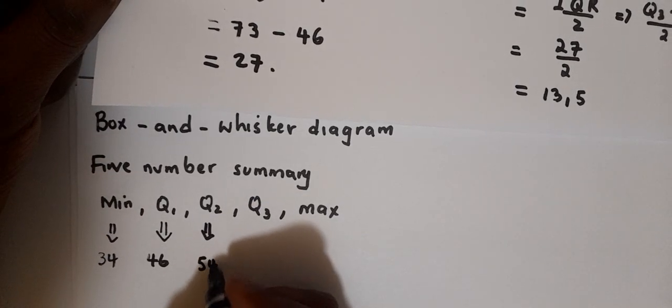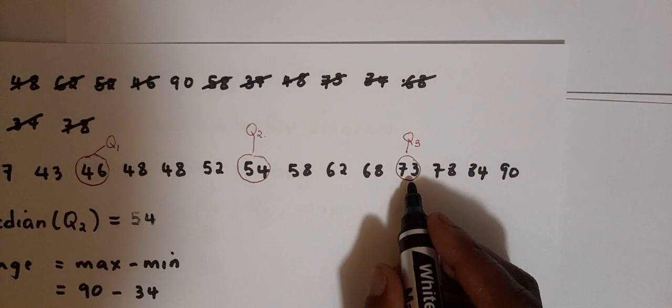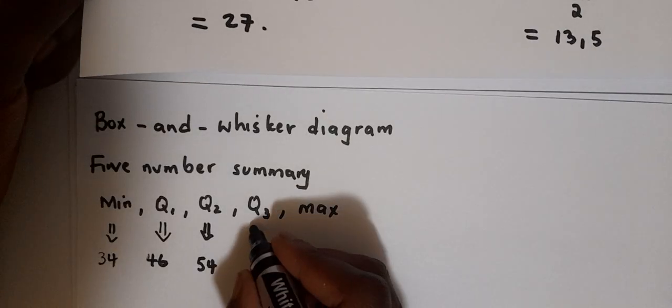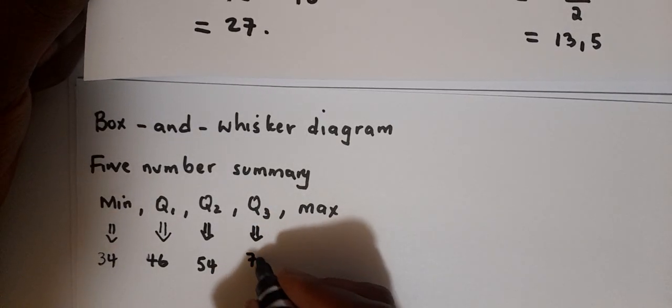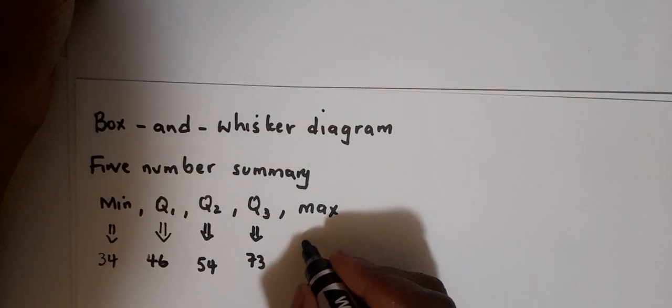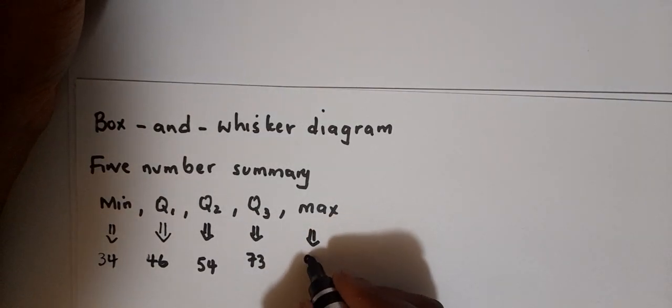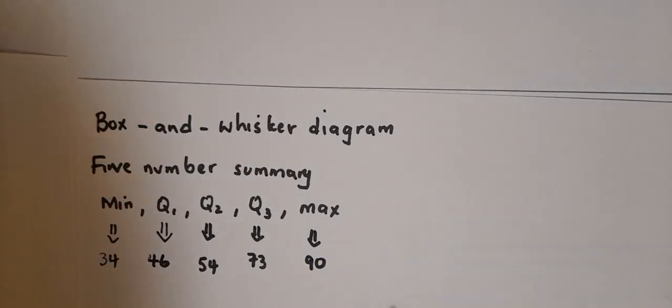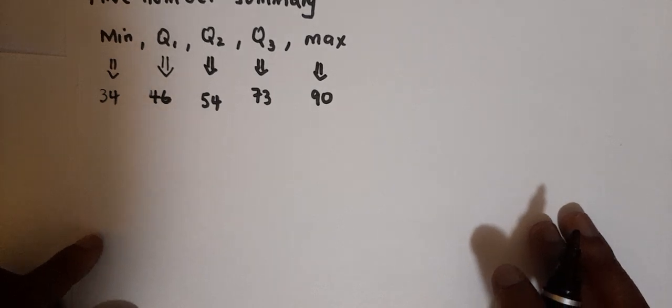Then our Q3 is 73. And then lastly, our maximum is 90. I'm not guessing these values, grade 10s, they come from my data. All I need to do is to find a suitable scale so that I can draw my number line.